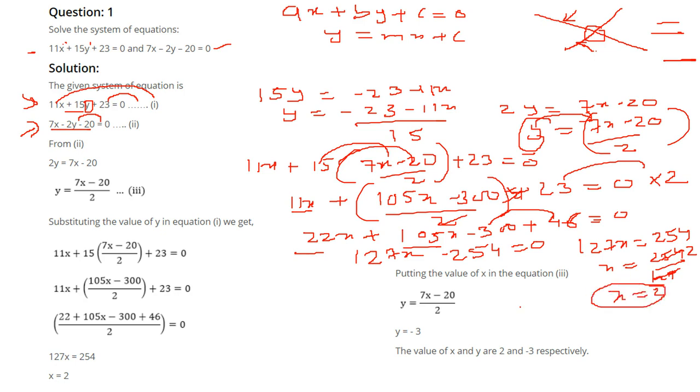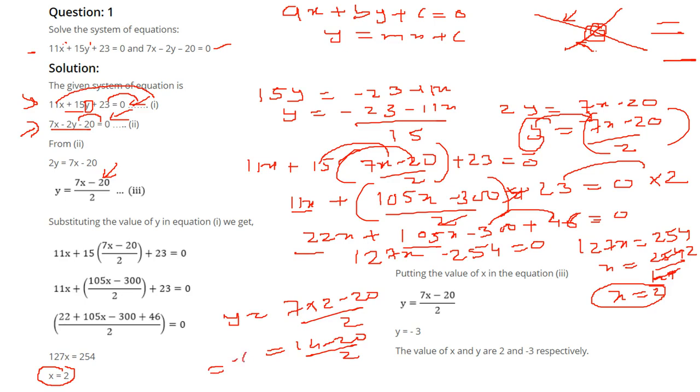Now when x equals 2, you can put this x here or in any equation. It doesn't matter. It is going to give you the same result, because we are actually trying to find the point which is common to both of these equations. So what do we get? y equal to 7x minus 20 by 2. 7 into 2 is 14, minus 20 by 2. 14 minus 20 is minus 6. Minus 6 by 2, 2 threes are 6, so minus 3. So y is minus 3.